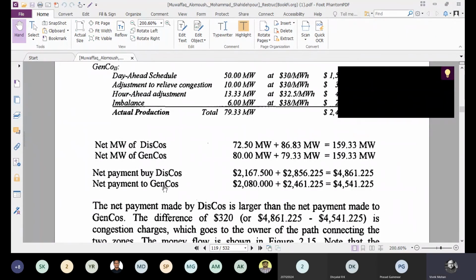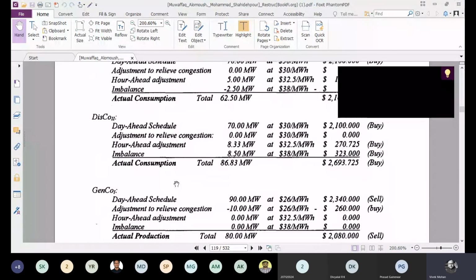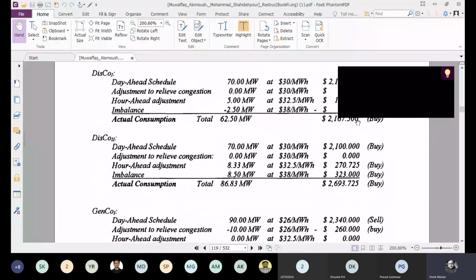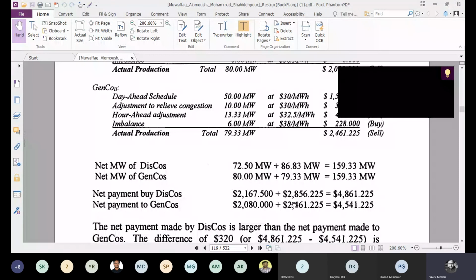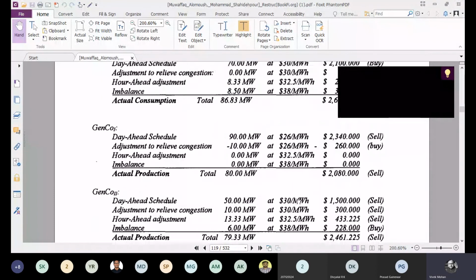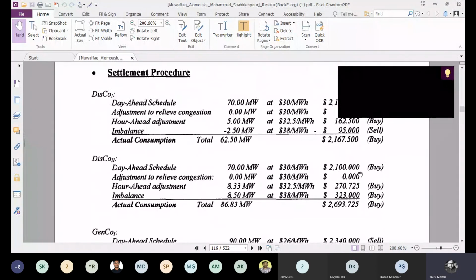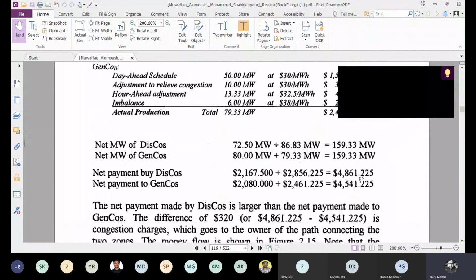Now for the net payment by the DISCOs, there is a difference. We can see a difference here. The net payment by the DISCOs is 2167 plus 2693. This is wrong, I think; 2856 is given here. You have to total it properly, because a lot of errors are there in this particular textbook. You might have seen in the reserve management problem itself, the amount in dollars, some errors are there that you have to replace. If you are writing notes, then you can replace it.